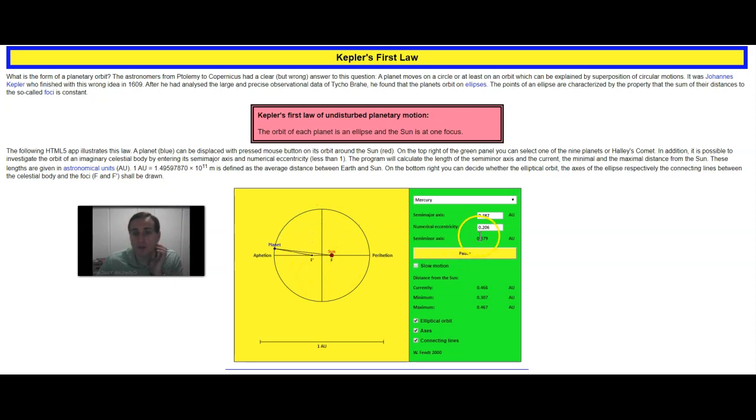Notice Mercury has a certain eccentricity, just over 0.2. So Mercury definitely has an elliptical orbit, not highly elliptical, but still elliptical. Let's have a look at our good old friend Earth. Now look at Earth. Earth has an elliptical orbit, but almost a perfectly circular orbit. Earth's eccentricity is only 0.017.